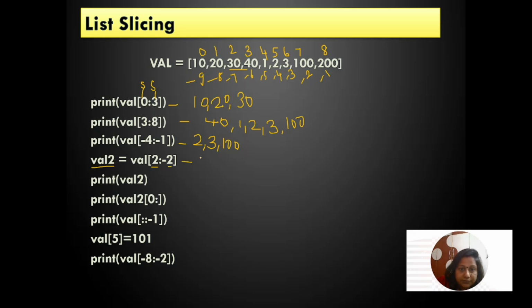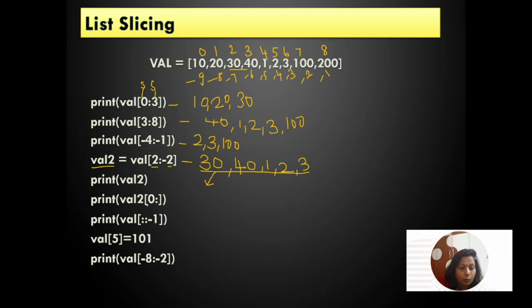So what is the answer for this? 2 is 30, then 40, then 1, 2, again 3. So this is the answer because 100 you are not going to include. Now where will this answer be stored? In val2. Now print of val2, the same answer is going to print. In the earlier statement it won't print, it is going to assign. When you are printing val2, only then it is going to print it.